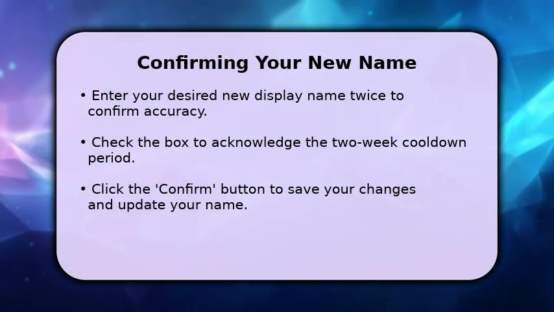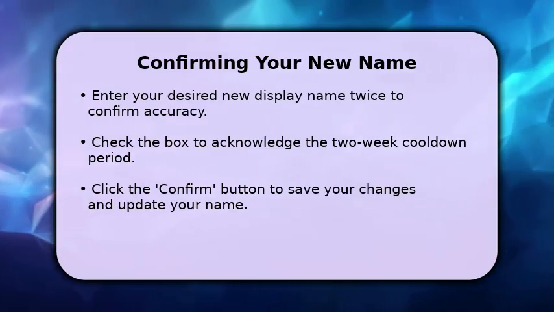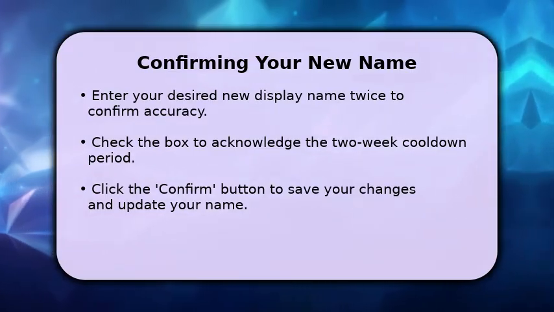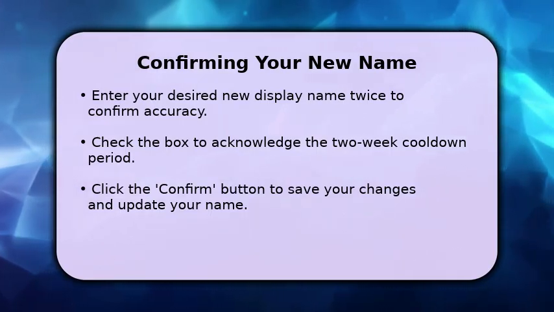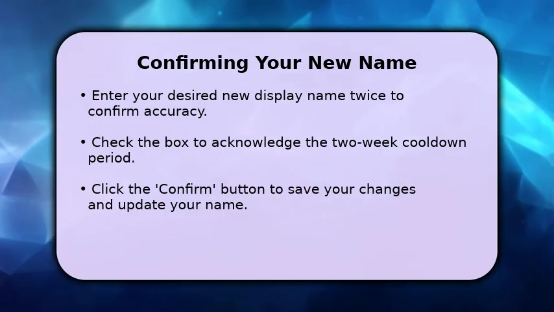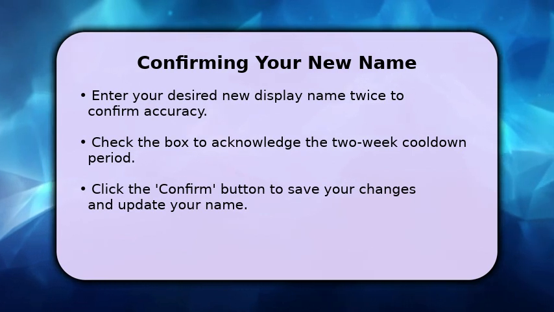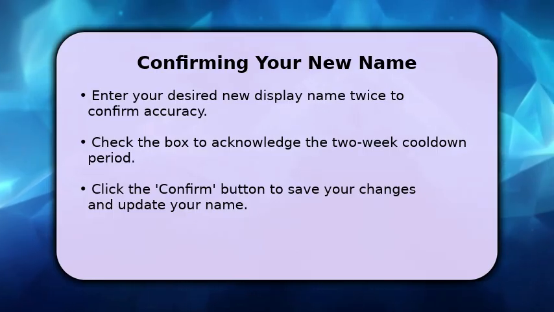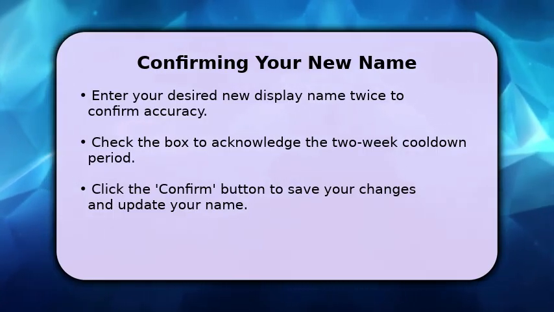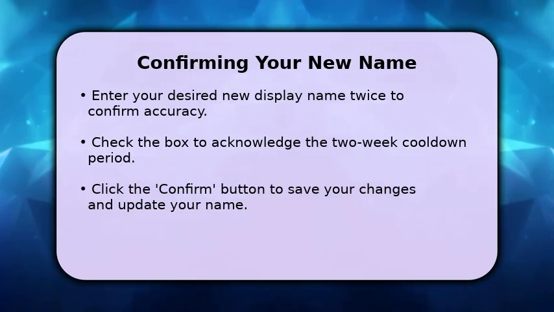After typing your new display name into the designated fields, you'll need to enter it a second time for confirmation. This helps prevent typos. Next, make sure to check the box indicating you understand the 2-week waiting period before another change is possible. Finally, click the Confirm button to save your new name. Your display name in Fortnite will update almost immediately, letting you jump back into the action with your fresh identity.